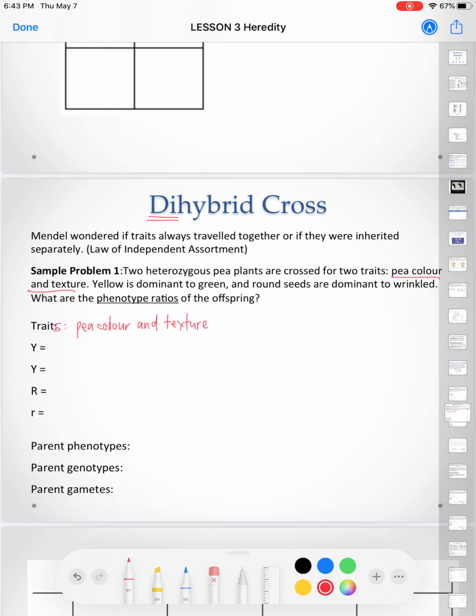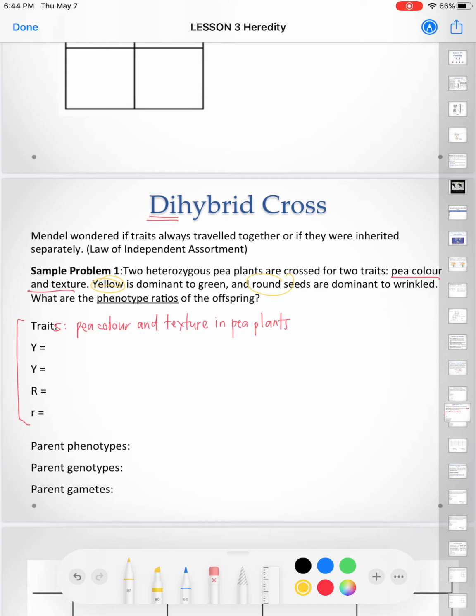And what are we missing? The species: pea plants. Because this is a dihybrid cross, the question setup requires two sets of letters. So we have to look to the question to see what allele is going to be dominant for pea color and what is going to be dominant for pea texture, and use those letters. It says here that yellow is dominant to green, and round seeds are dominant to wrinkled. So we're going to use the Y and the R.